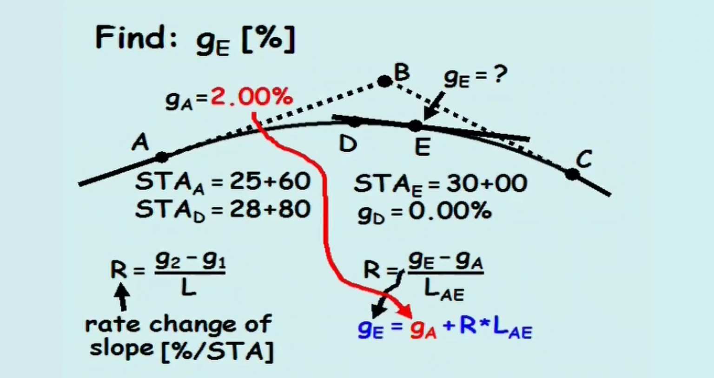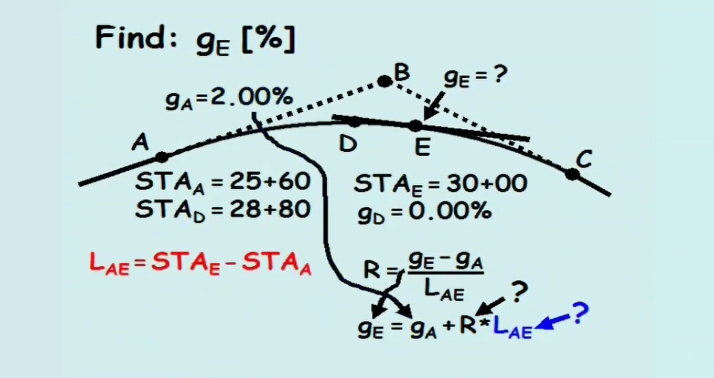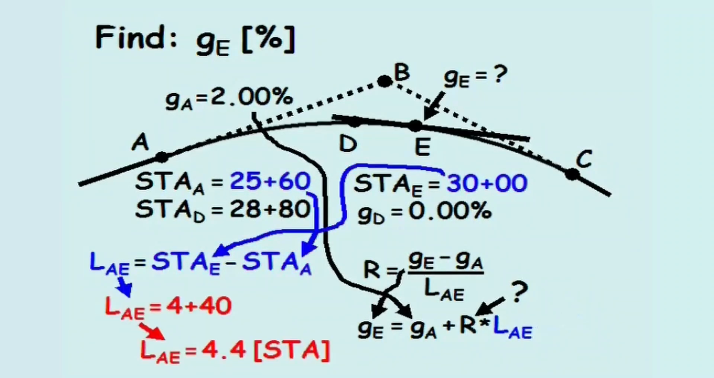The problem statement provides the grade of the curve at point A, but we don't yet know the values of R or L sub AE. L sub AE can be determined by subtracting the stationing of point A from the stationing of point E. After plugging in the variables, length AE equals 4 plus 40, or 4.4 stations.